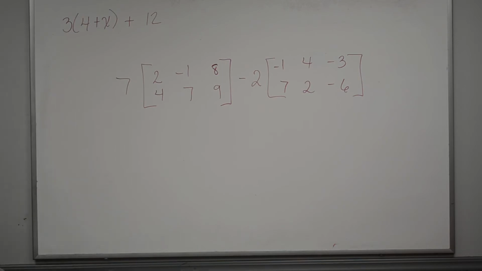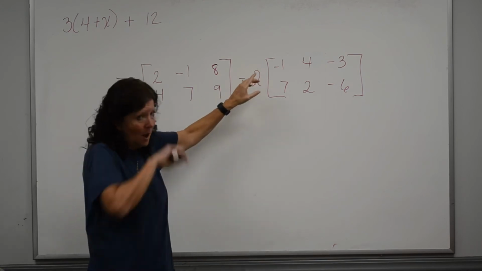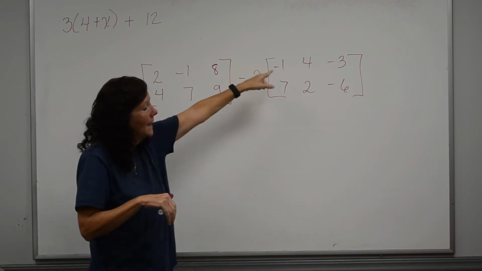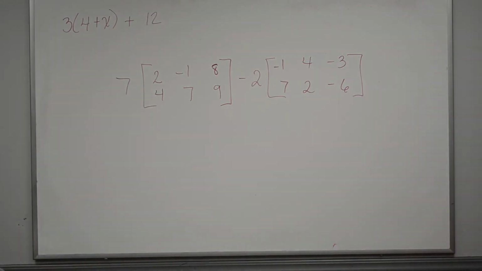Now, if I were you, right here in the center, I would add the opposite of the second number. So I would be taking a negative 2 times every one of them. I think that's the easiest way to do that.